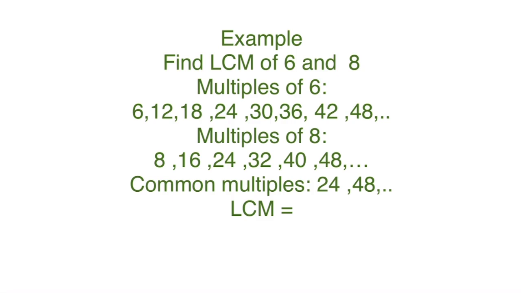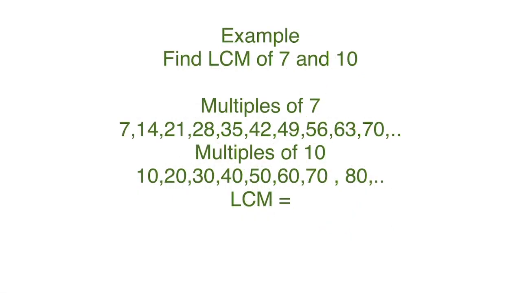Look at the blackboard, multiples of 6 and multiples of 8. Now you can find the common multiples. 24, 48. So the lowest common multiple of 6 and 8 is 24.